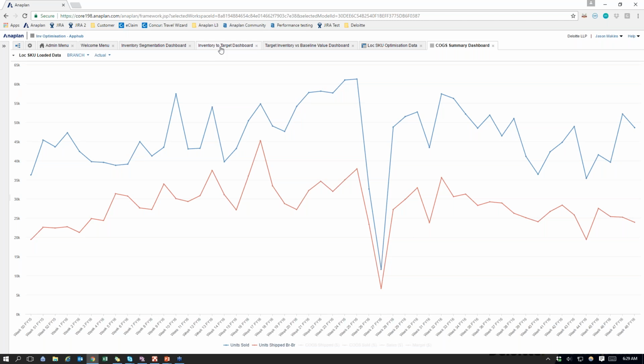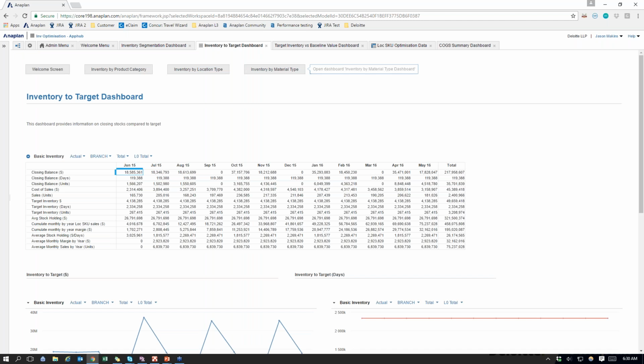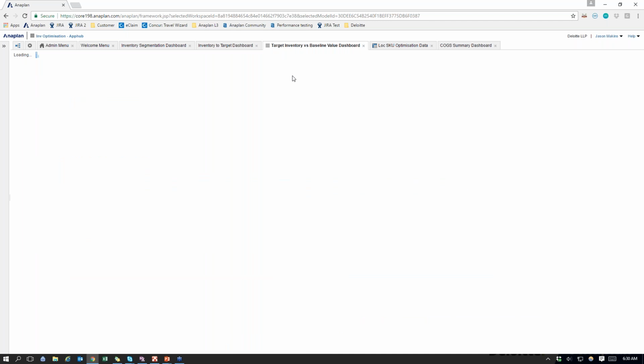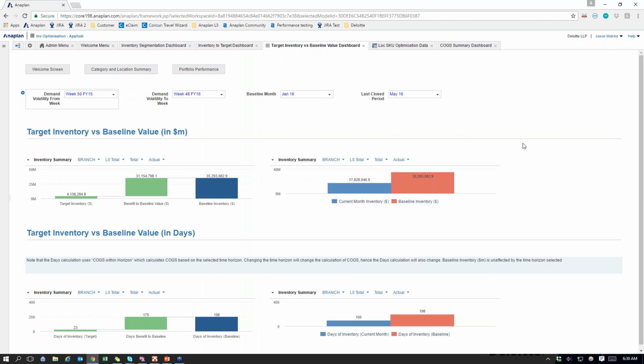So I'm going to navigate back away from that, just moving off from some of that volatility. I'm going to show you some of the quick graphs and outputs that we're seeing that our clients really love using. I'm going to move to this one here, target inventory against baseline. What I'm looking at here is a snapshot of some of the key drivers into the model. This is our horizon that we're analyzing. This is our baseline month. And this is our last close period.